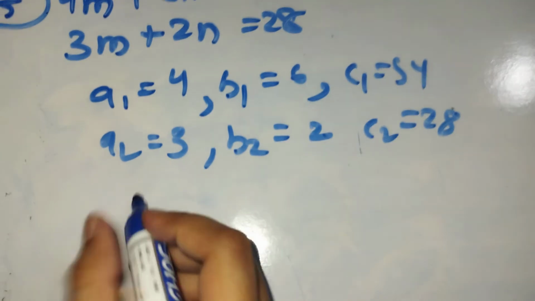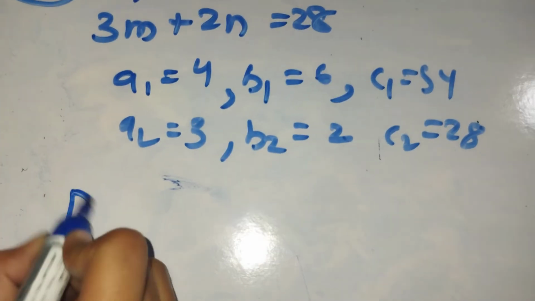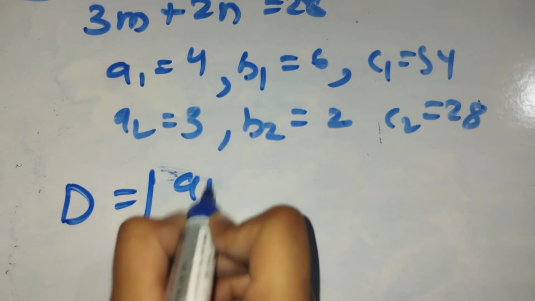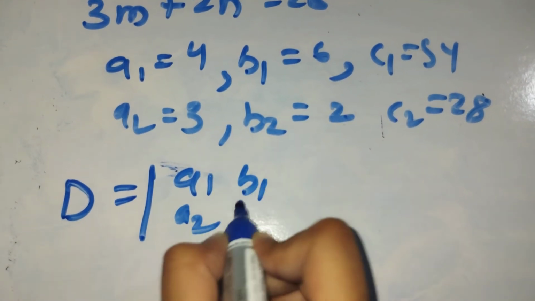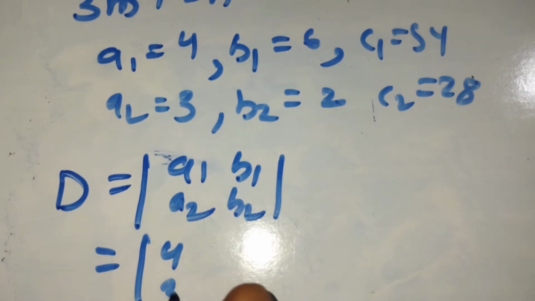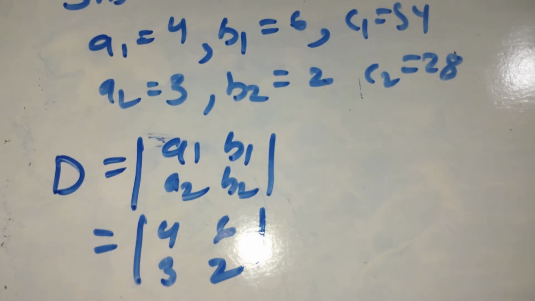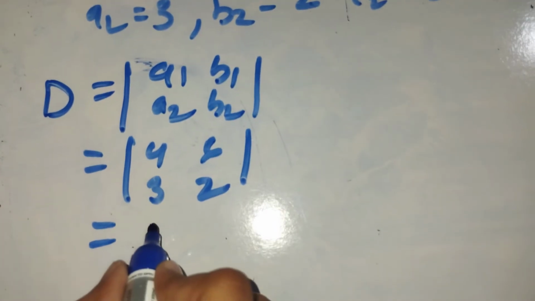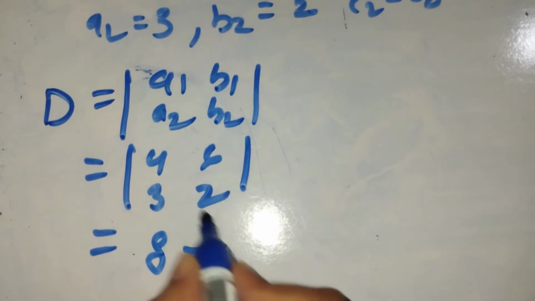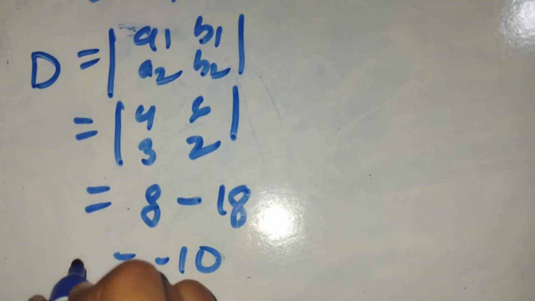Okay, so now first we find the D. The D formula is a1 b2 minus a2 b1. So a1 is 4, a2 is 3, b1 is 6, b2 is 2. So 4 2s are 8, 6 3s are 18. You will get D value as minus 10.